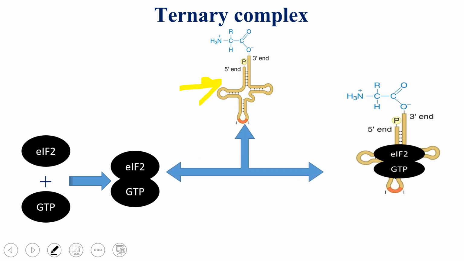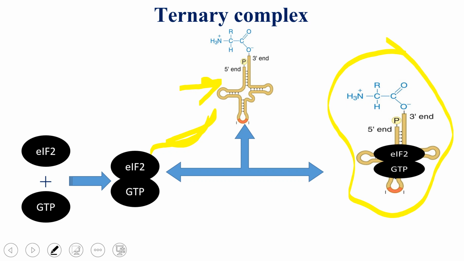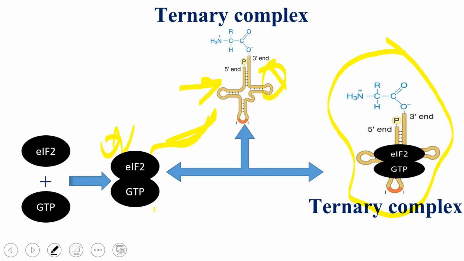These combine together and give us a complex of tRNA loaded with methionine plus this initiation factor. This is called a ternary complex because three components are there: one is this one, second is this one, and third is this one. This is called a ternary complex, and this is called a binary complex. So the binary complex combines with tRNA loaded with methionine, and it is called a ternary complex.